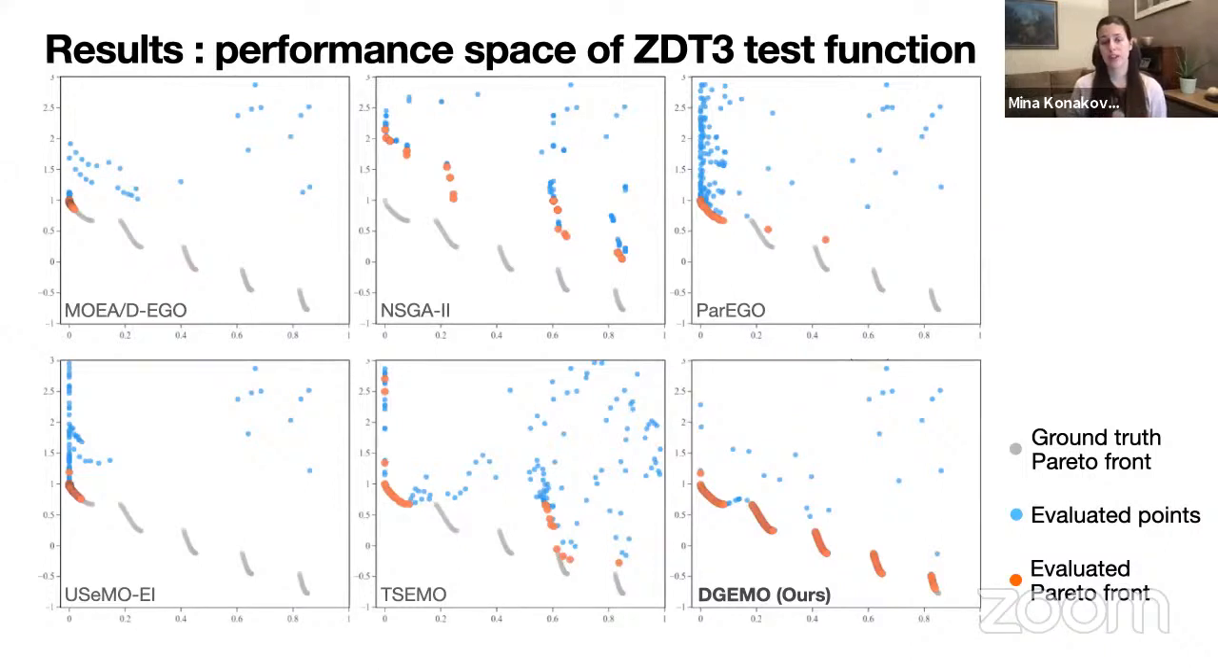And just to illustrate the advantage of our solver and selection strategy, here we show a performance-based comparison on a standard test function against other popular and state-of-the-art methods. And our approach, shown on the bottom right here, reaches the ground truth Pareto front much faster than other algorithms without getting stuck in local minima.